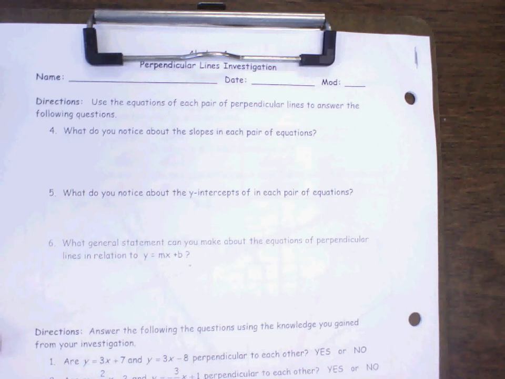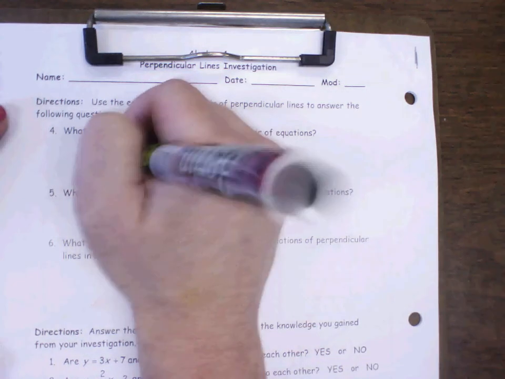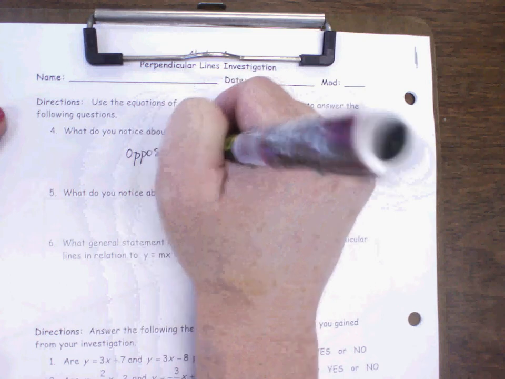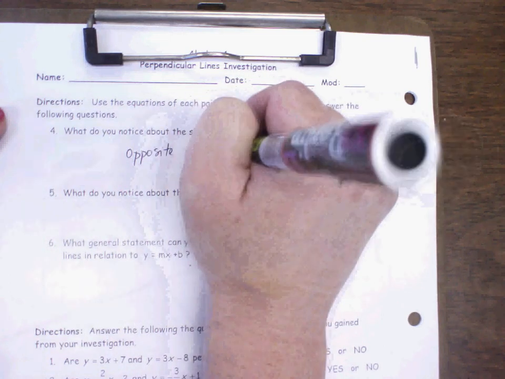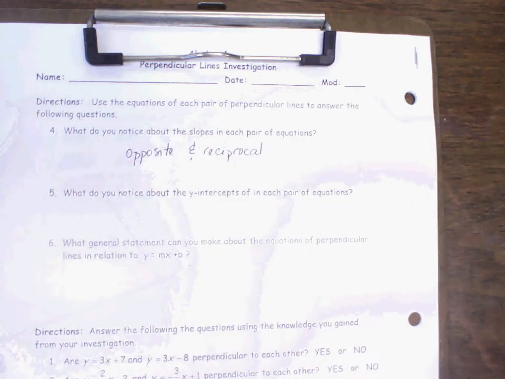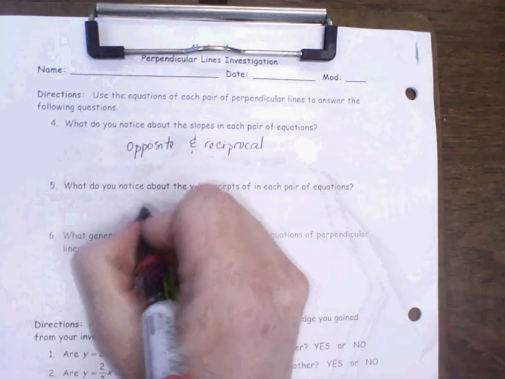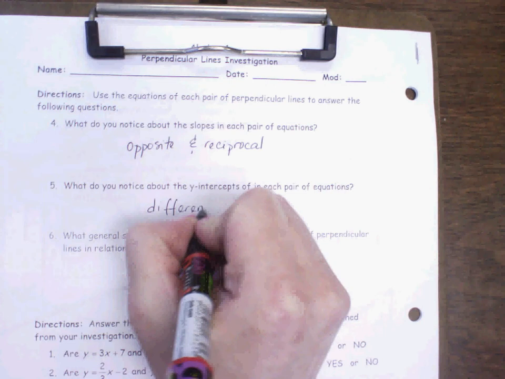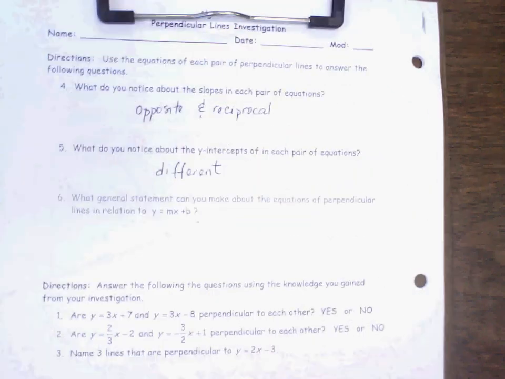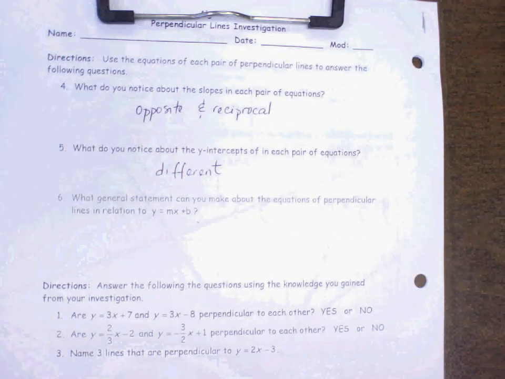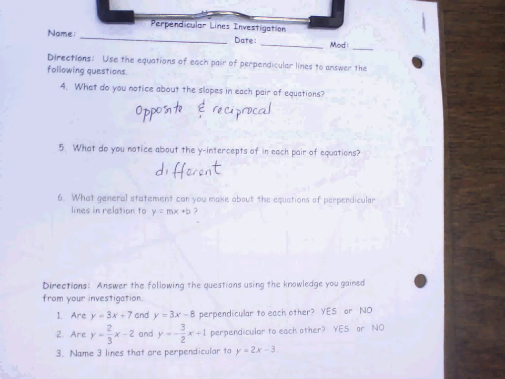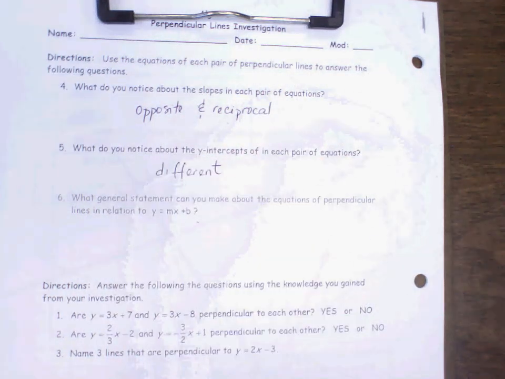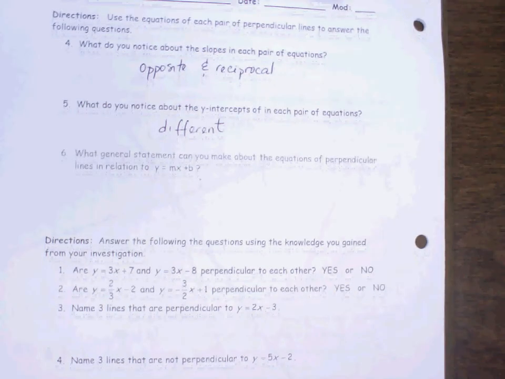All right, what do you notice about the slopes in each pair of equations? Opposite and? Very good. Opposite and reciprocal. What do you notice about the y-intercepts? They're not the same. The y-intercepts are all different. If they were the same, it would be the same line. Well, no, it's not the same line because the slopes are opposite and reciprocal.